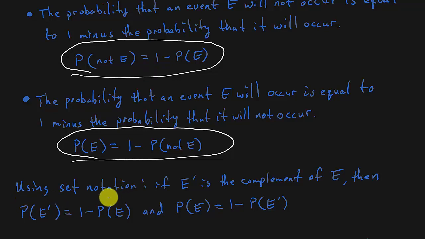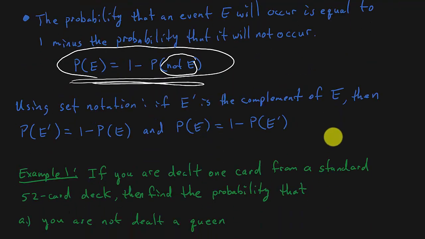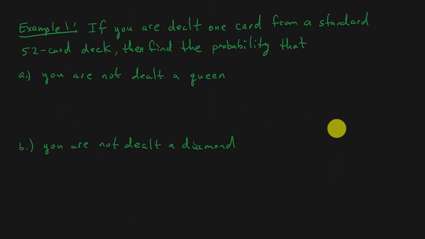If we want to use set notation, this is just a different way to write not E. We just use E complement. If you watched the other videos in these contemporary math lectures, we went over this symbol here. That's E prime, which means the complement of E. So that's the same thing: the probability of not E, or the probability of the complement of E, is 1 minus the probability of E. All right, so let me show you where that comes in handy.